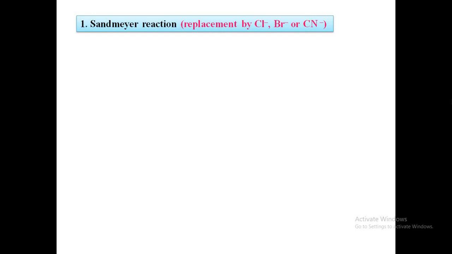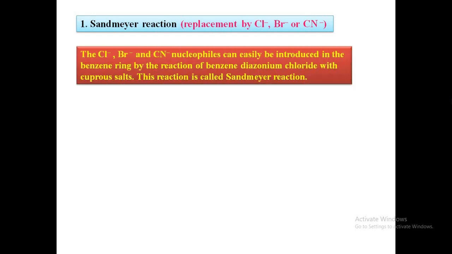Further, the Sandmeyer reaction, in which the diazonium group can be replaced by chloro, bromo or nitrile groups. The chloro, bromo and nitrile nucleophiles can easily be introduced in the benzene ring by the reaction of benzene diazonium chloride with cuprous salts. And this reaction, students, is known as the Sandmeyer reaction.